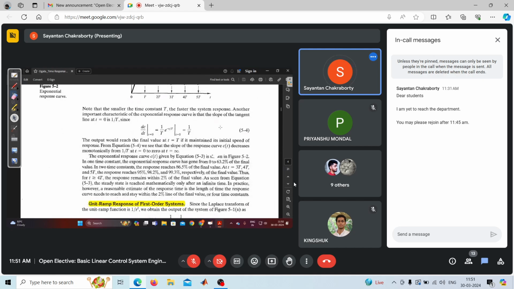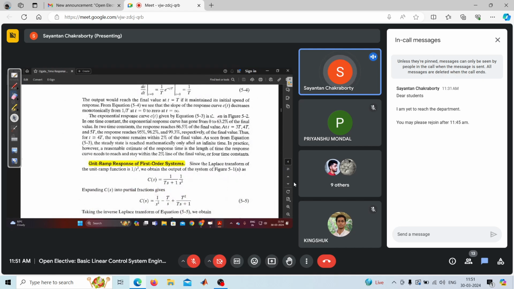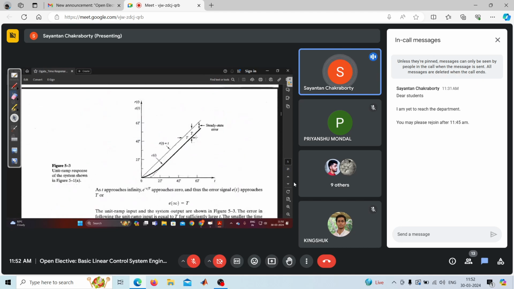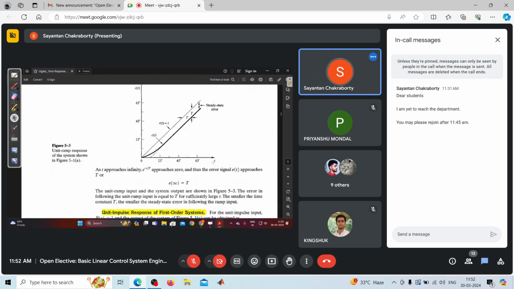Now, next, we also found out the unit ramp response. And the response we found was something like this, where this is a unit ramp signal and this is the response. We found that for unit ramp, although the output follows the input signal, there is a steady state offset or a steady state error associated with the response.